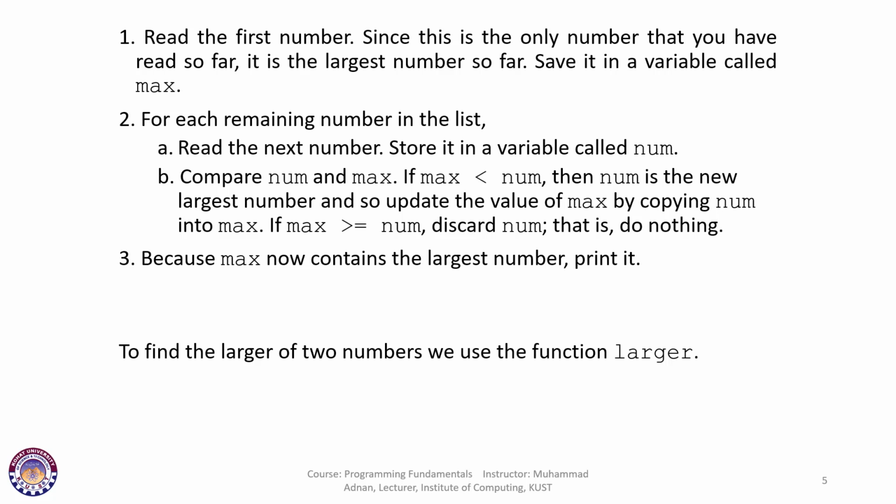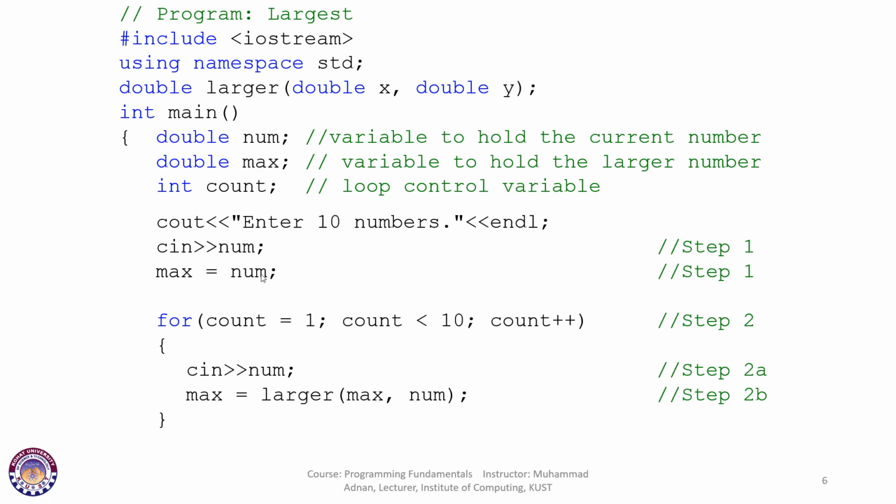But if max is greater than or equal to num, we discard num, that is, we do nothing. Still, the value contained in max is the largest of these two numbers. Because max now contains the largest number, we can print it. So we repeat this process, and at the end max will have the largest number, and we show it on the monitor to the user. To find the largest of two numbers, we use a function called larger. So here is your C++ program that solved this problem.